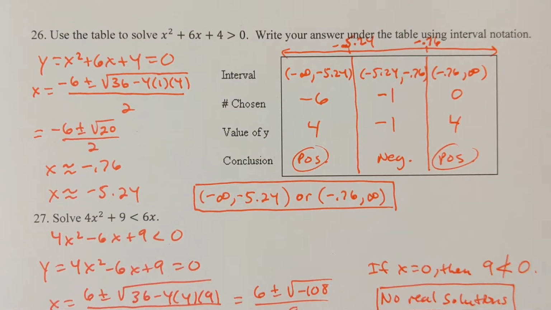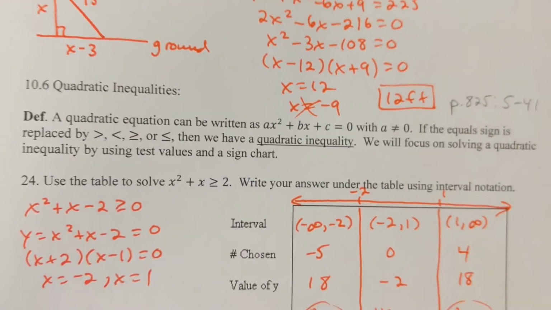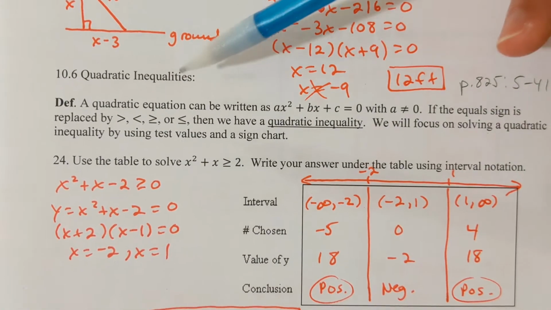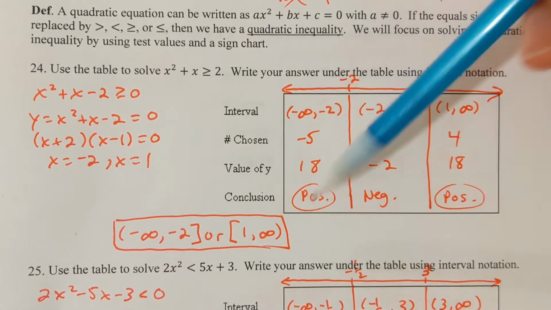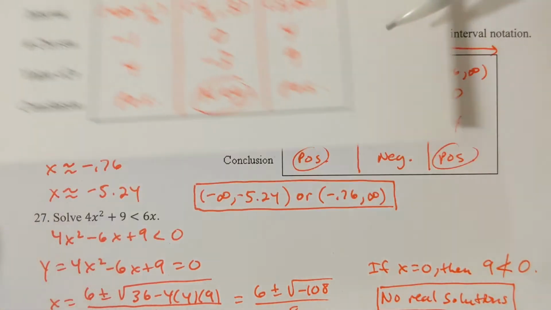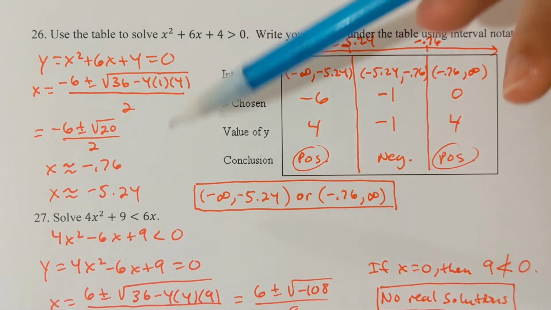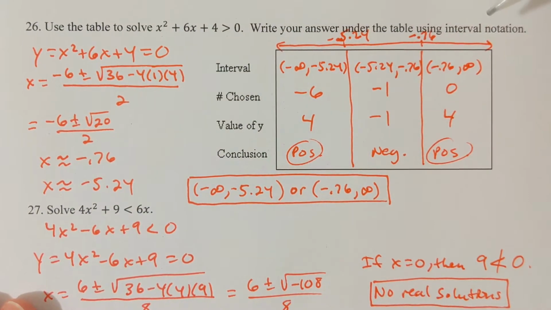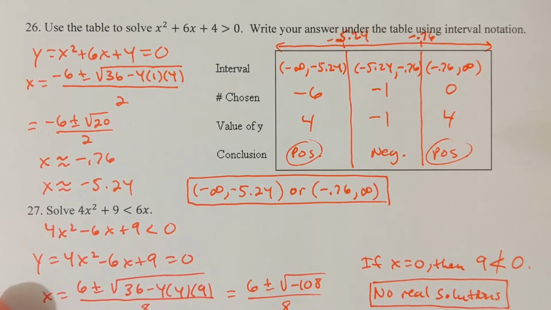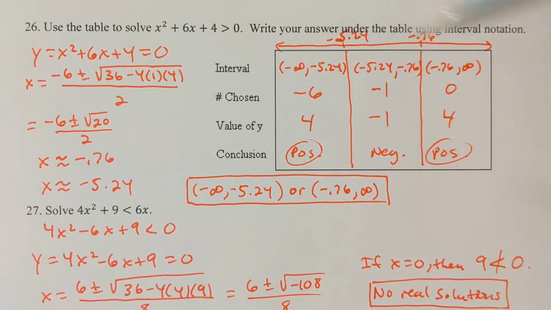Okay, in the previous video, I had started section 10.6. We're looking at solving quadratic inequalities by using a sign chart method here. So I just had a couple more examples of where we're doing that. Let's look at problem 26. Use the table to solve the inequality x squared plus 6x plus 4 greater than 0.